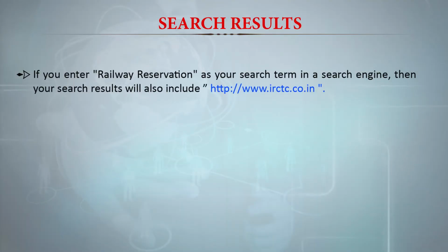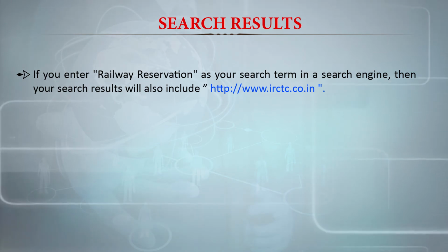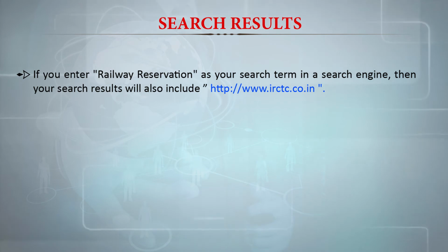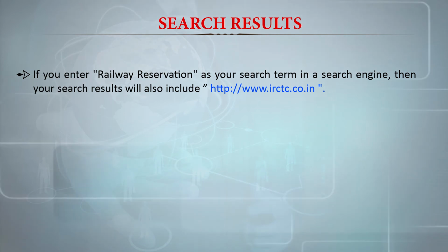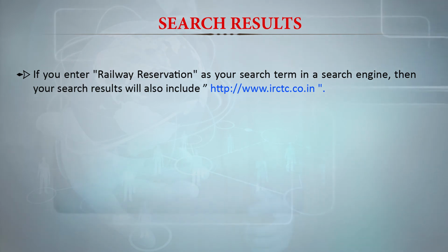Now let us briefly discuss the search results. And now let us consider a couple of websites that we get as a result of our search terms. For example, if we enter railway reservation as our search term in a search engine, then our search results will also include http://www.irctc.co.in.